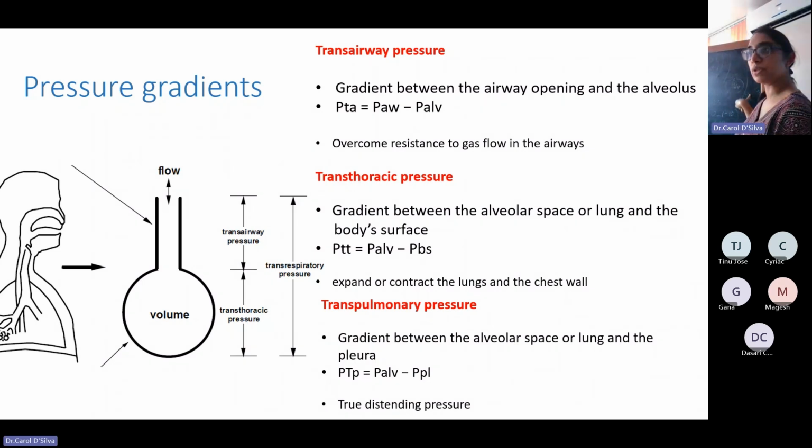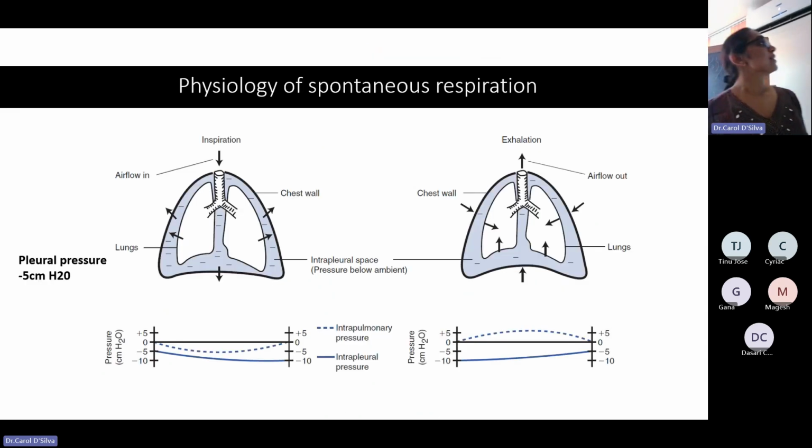Alveolar pressure minus pleural pressure. In normal patients, it is 0 minus of -5, so +5. So that's why there is movement. This is exactly what I was explaining to you all this while, in a graphical form.